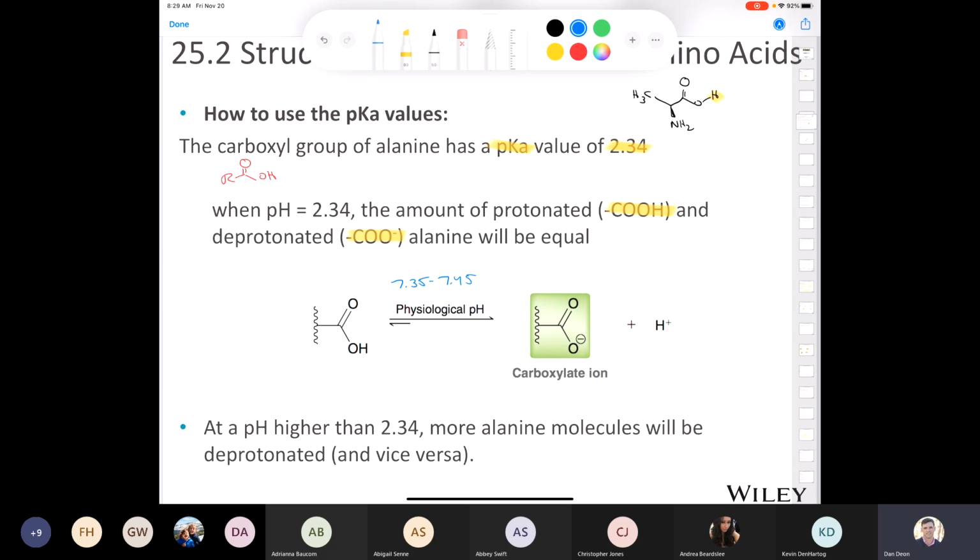So if we compare the pH at which we have an equal amount of carboxyl and carboxylate, and we increase that pH, it means it's going to be more basic. That means the equilibrium is going to lie to the side of the carboxylate, right? We're going to deprotonate a greater amount of the carboxyl than we will have protonated. So at a pH higher than 2.34, more alanine molecules will be deprotonated, and vice versa. At a pH lower than 2.34, meaning more acidic, we're going to have more of the carboxyl than of the carboxylate.